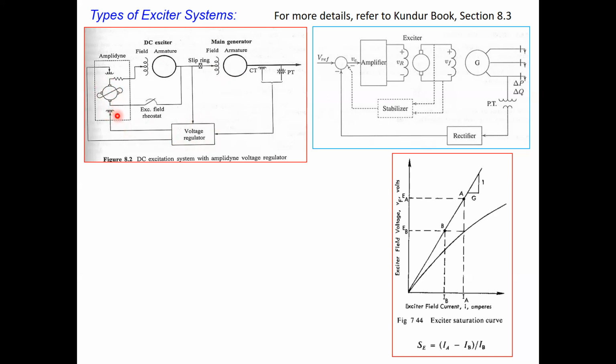With a small field excitation voltage, the output is amplified and then used to feed the field current. So even the DC exciter, as shown, requires another amplification or another source for exciting its field winding. This is what we have for the DC excitation system. Now, this is shown with the amplidyne, but in some cases the amplifier is not required. So what could be another source here?